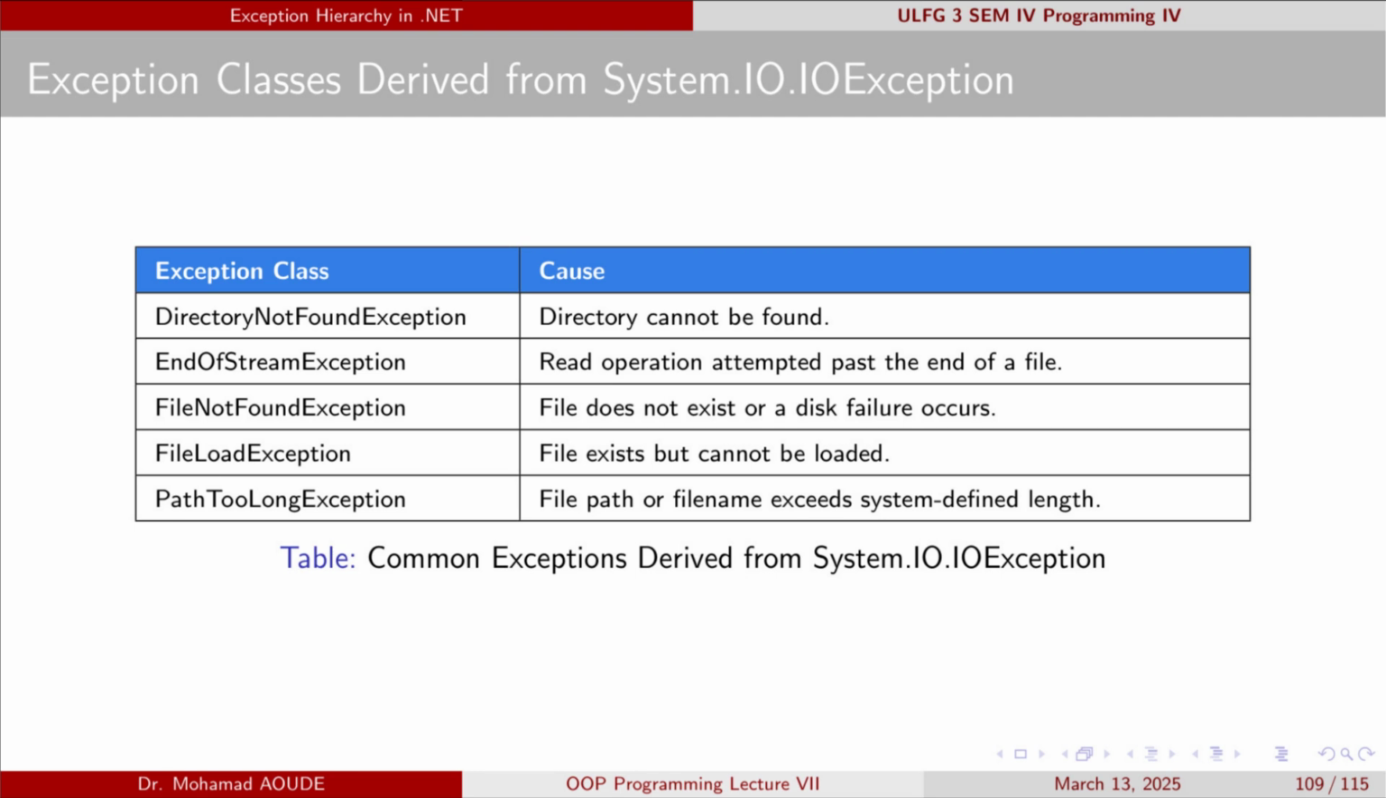File and stream operations throw these exceptions: DirectoryNotFoundException, EndOfStreamException, FileNotFoundException, FileLoadException, PathTooLongException. These help you pinpoint exactly where and why an I/O operation failed.